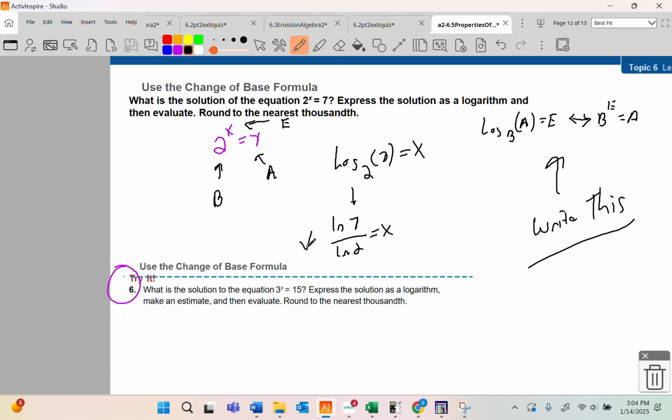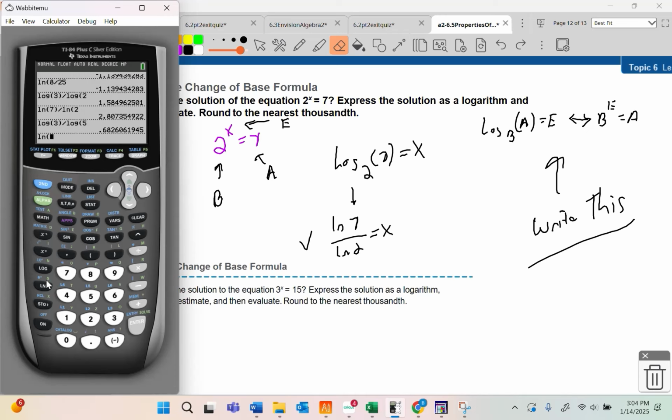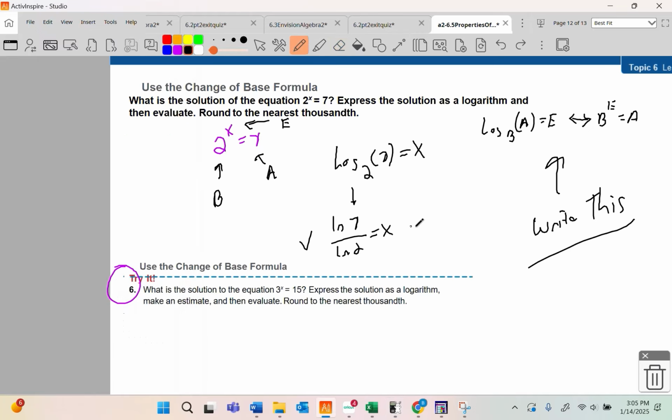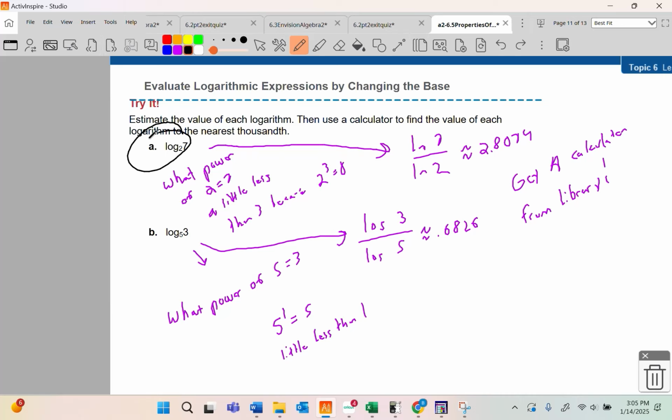This is the kind of answer I like to see. Just push buttons in the calculator. ln 7 divided by ln 2. It's about 2.8074 because we did this one earlier. See how we did this earlier? Did it right there.